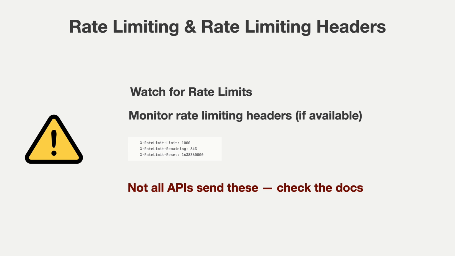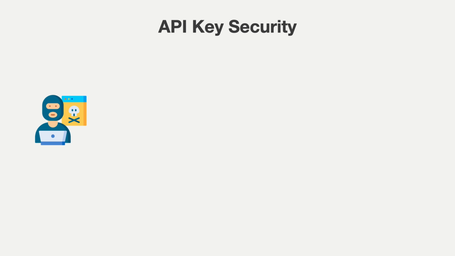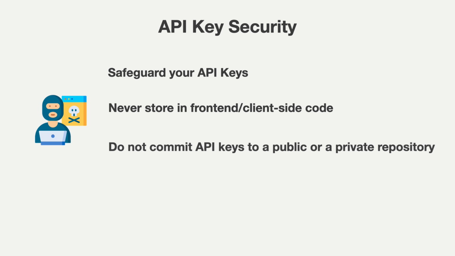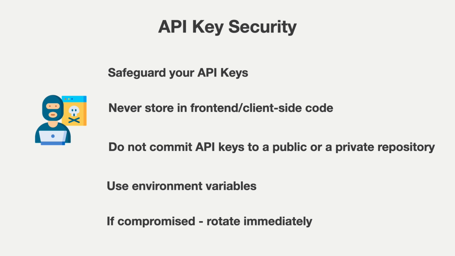Next, API keys are passwords. Never store your keys in front-end or client-side code because anybody can see them there. Never commit them to Git, whether it is a public or private repository. Always use environment variables. Keep your keys out of your codebase entirely. If a key gets compromised, rotate it immediately.